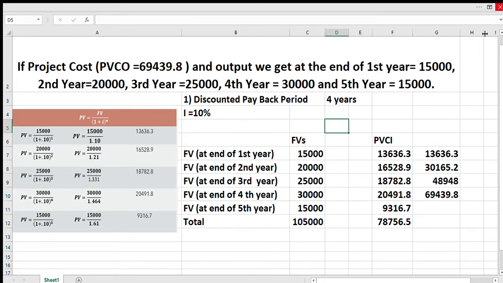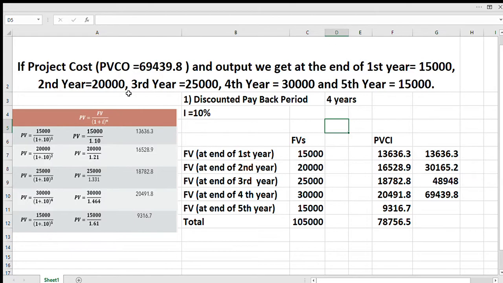Hello, today we are discussing the discounted payback period. Discounted payback period is a technique of capital budgeting. In discounted payback, whatever output we get in number of years, we discount it. Okay, let's discuss the problem. It will be very clear to you what the discounted payback period is.